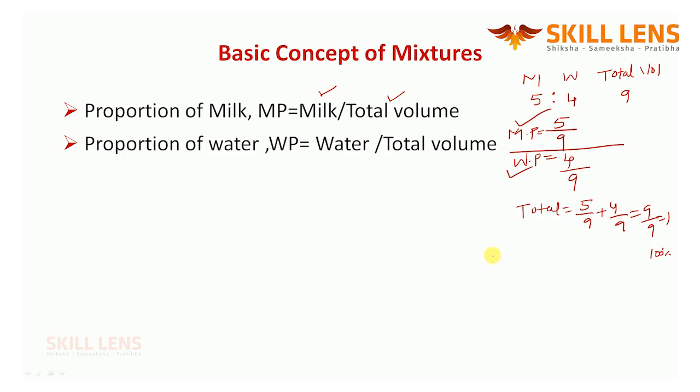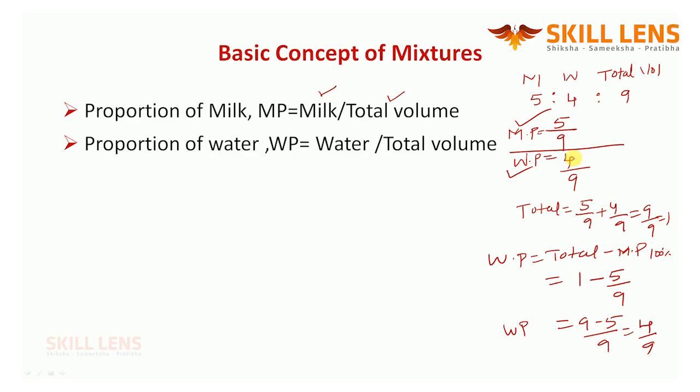How? So if you want the water proportion, that is nothing but total minus which proportion? Milk proportion. The total is always 1 unit. Out of this you have to subtract what? The milk proportion, which is 5 by 9. So that is 9 by 9 minus 5 by 9, which will give you 4 by 9. That's what you will get as the water proportion. So if there are two solutions, if you know one thing, automatically you will come to know the other thing. So this is very, very important and it's very, very easy.